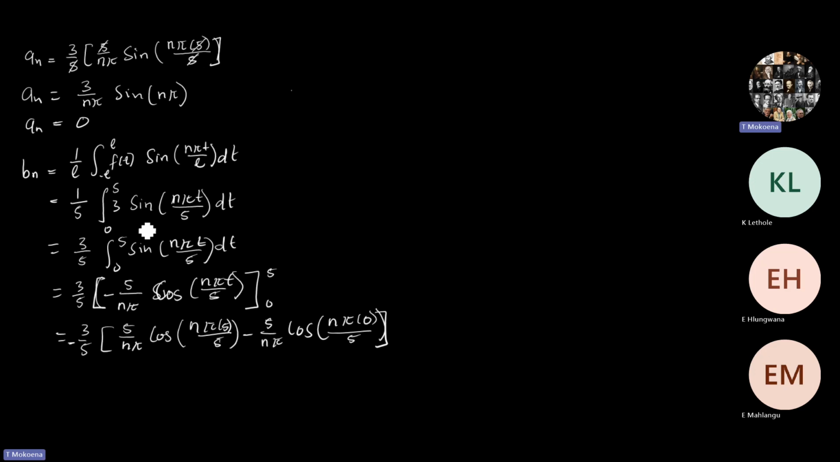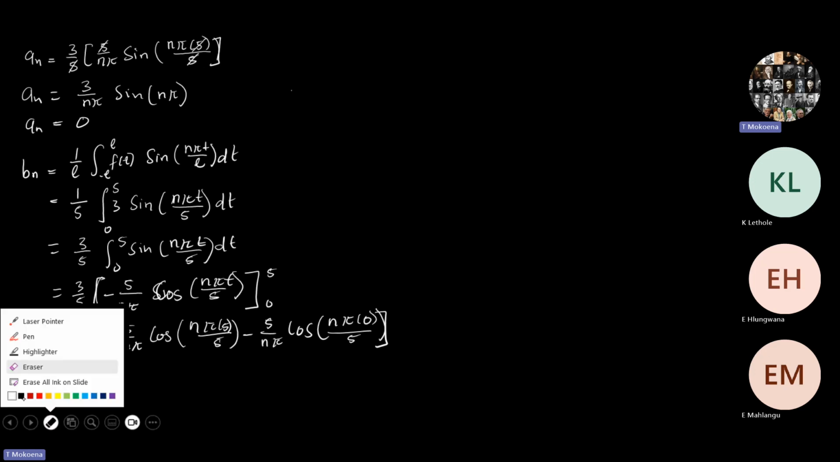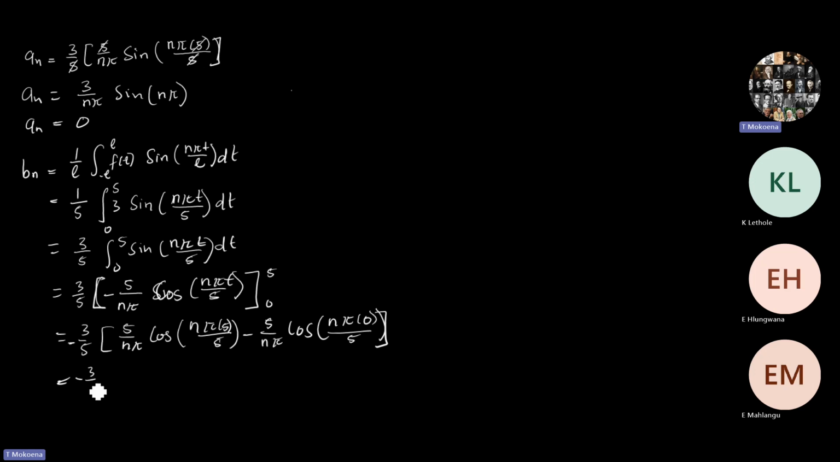All right. So now let us try to simplify this equation. Before we cancel this 5, let's wait a bit. I don't want to confuse you. Let's just leave it as it is for now. So we have negative 3 over 5, we have 5 over n pi, and therefore 5 will cancel 5. This side we're going to have cos n pi, close that, minus 5 over n pi, and therefore here everything's going to be 0 because of that 0, right?